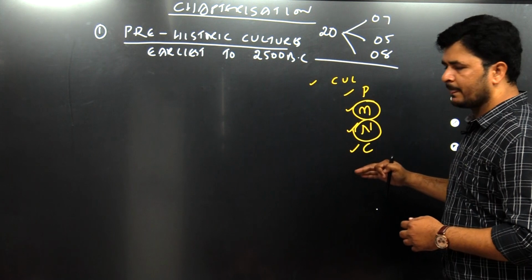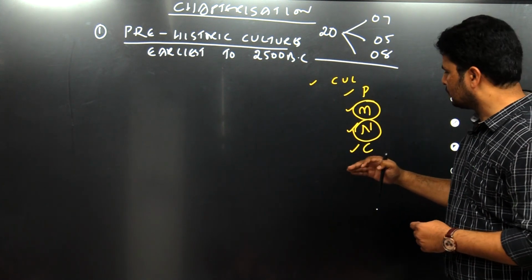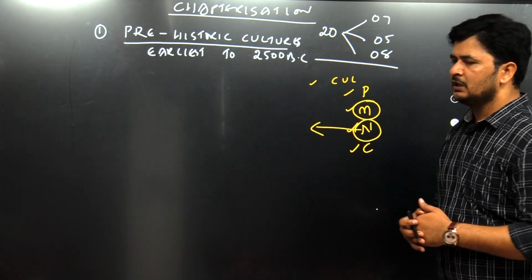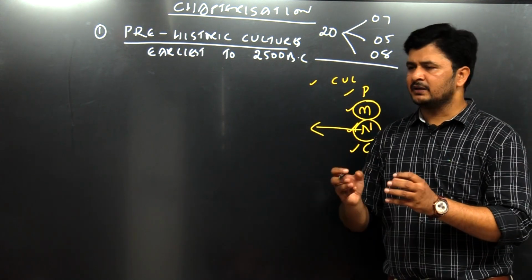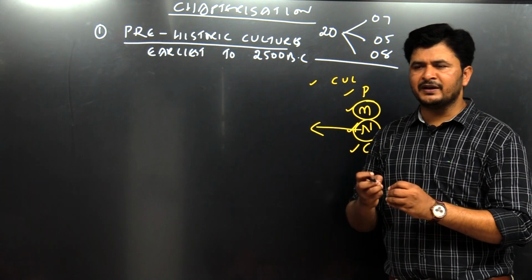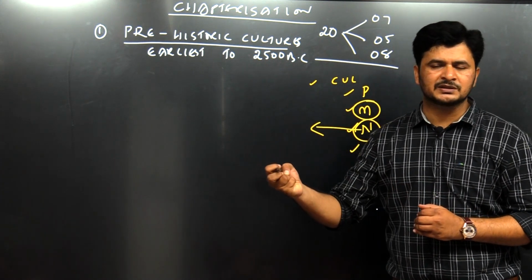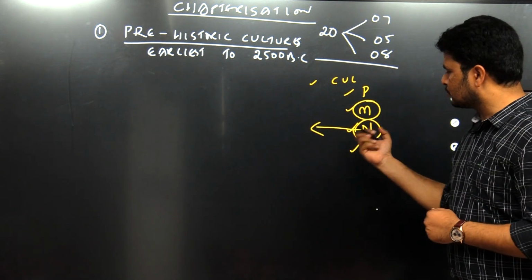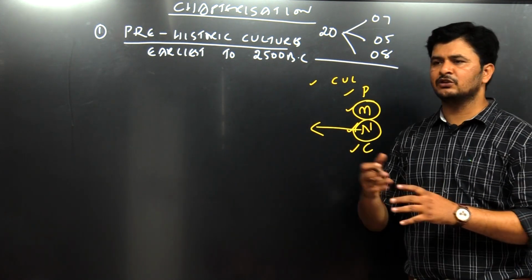Out of the 4 cultures, Paleo, Meso, Neo and Chalco, the most important happens to be Neolithic cultures. Why? Archaeologists gave enormous importance to Neolithic cultures. What kind of radical developments or changes took place in Neolithic cultures will be discussed.